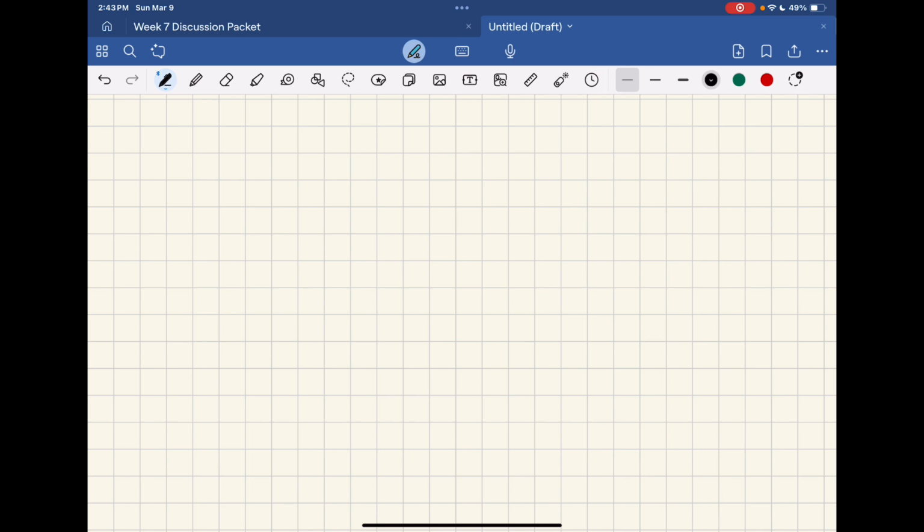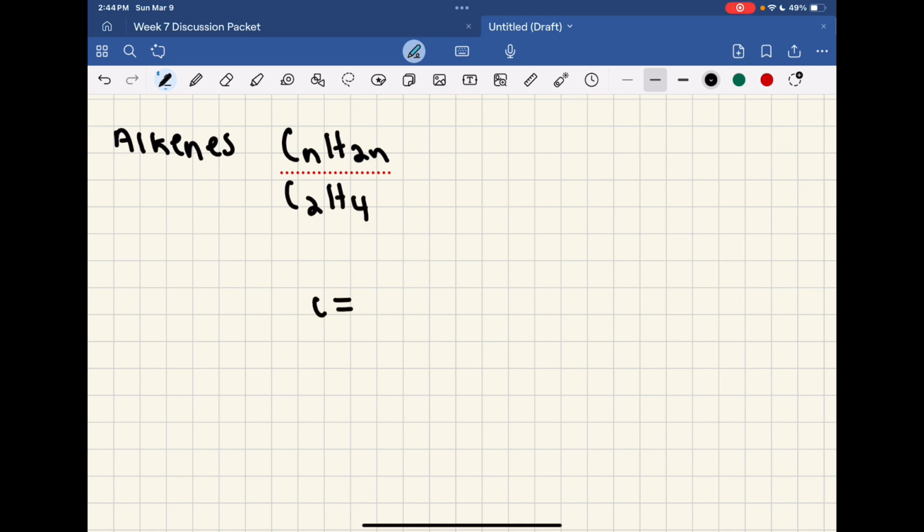So again, this chapter is all about alkenes. Let's make the sticker. Alkenes. Okay. And a generic alkene has the molecular formula of CnH2n. So, for example, if I wanted to do the 2-carbon, the ethylene, that would be C2H4. And what does that look like? Well, we have C double bond C, and then with each carbon, we have 2 hydrogens. So this would be ethylene.